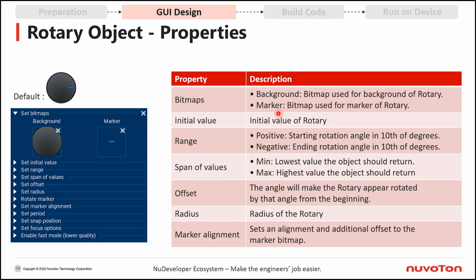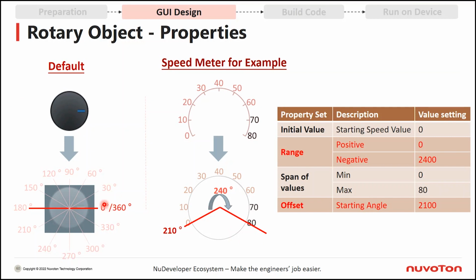Other settings include initial values and value ranges for the rotation knob, and additionally, special attention needs to be paid to the angle-related properties, such as the starting angle, the radius of the circle, and the alignment of the pointer. So you can refer to the default angle shown on the left side of the slide. The starting angle is on the right side, representing 0 degrees. It will rotate counterclockwise for 360 degrees.